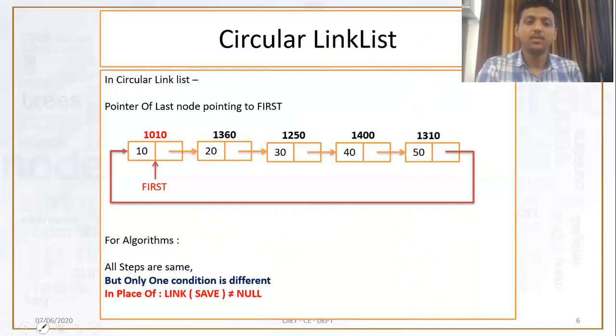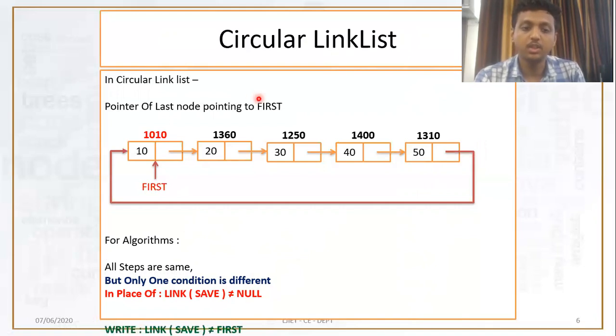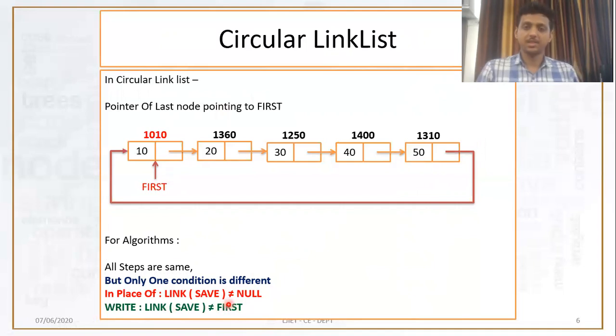Okay, for each and every algorithm, we have seen that one condition is different: link of save is not equal to null. In a circular linked list, link of save is not null, but first. So what we need to change? Just write link of save is not equal to first. Got it? Because the last node points to null in a single linked list, but in a circular linked list, the last node points to the first node of the list. So most probably we just need to change the condition only.